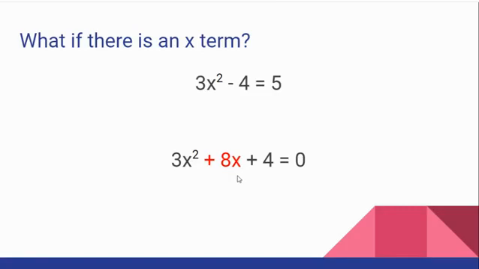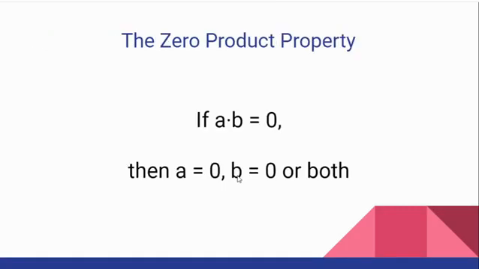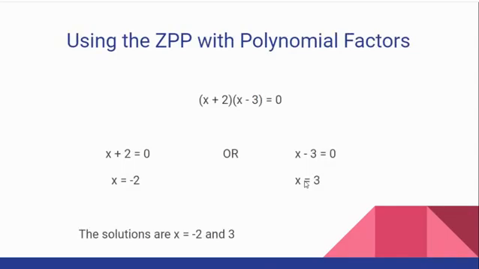So instead, we are going to use something called the zero product property. What the zero product property says is that if you have two factors that when multiplied equal 0, then either A equals 0, B equals 0, or maybe both. We can use the zero product property with numbers or with polynomial factors. Let's look at an example of how you use it with polynomial factors.